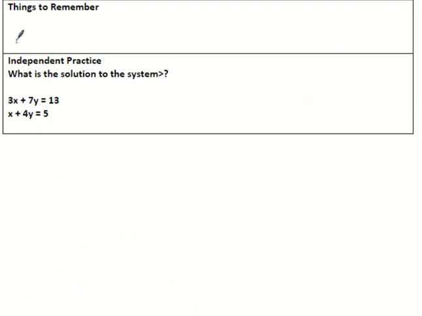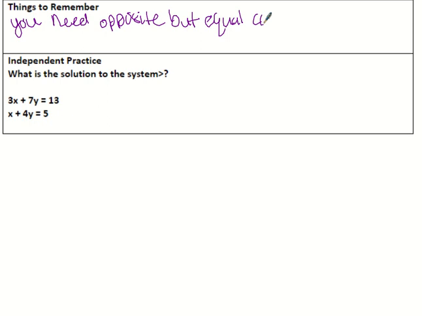Alrighty. So things to remember, you need opposite but equal, which I know that sounds weird, coefficients. Okay, opposite but technically equal, right? It needs to be 2 and negative 2, 4 and negative 4, 8 and negative 8.